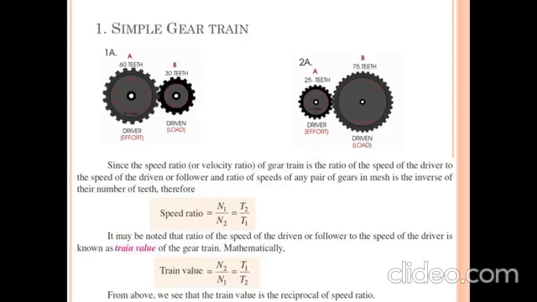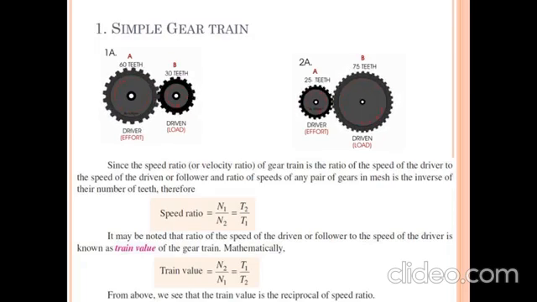First we will study what is a simple gear train. In a simple gear train, a single gear is mounted on one shaft. On one shaft, one gear is mounted. This type of gear train is called a simple gear train.